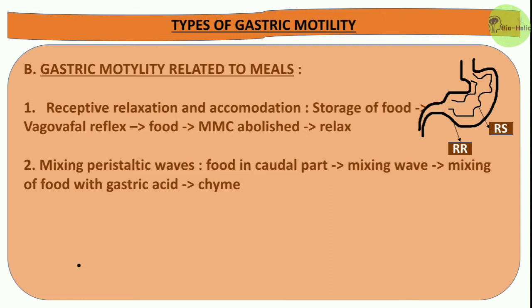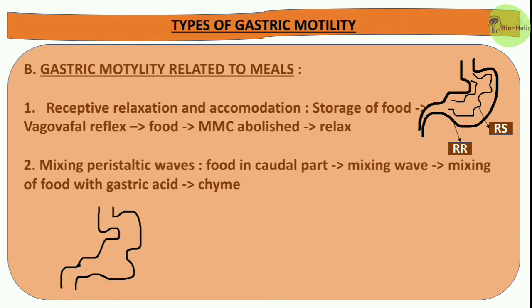The second one is the mixing peristaltic wave. The presence of food in the caudal region increases the contractile activity of the stomach, and this activity is known as the mixing peristaltic wave. This helps to mix the food with the gastric acid and form the chyme.